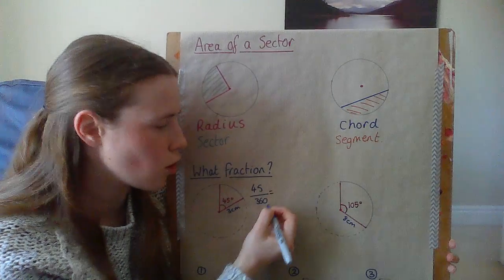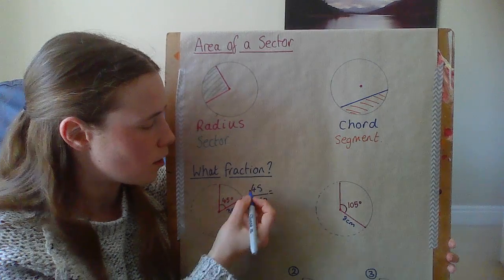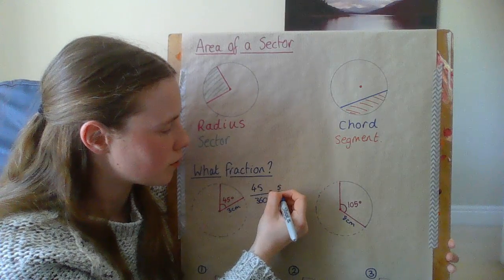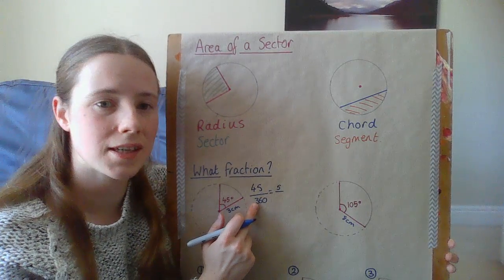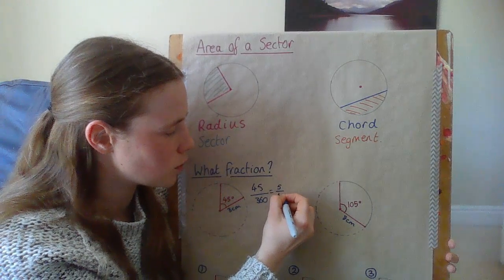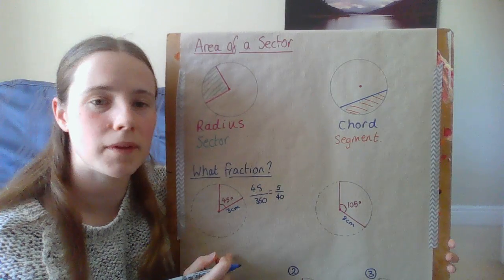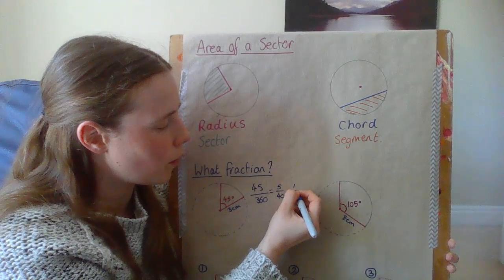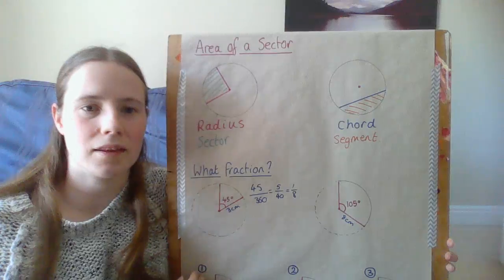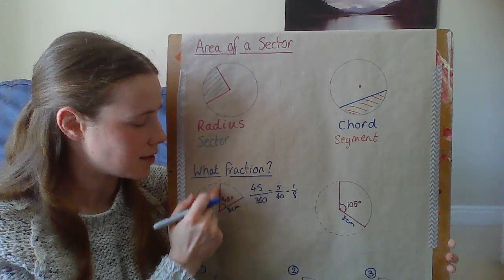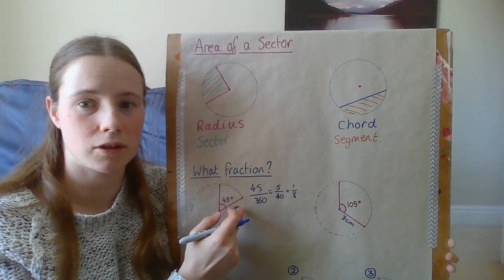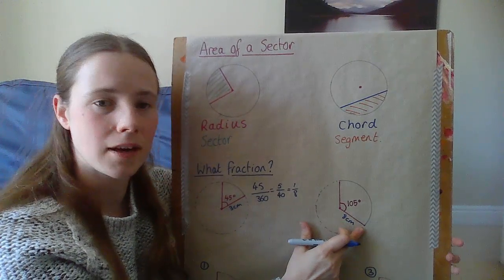So I can divide top and bottom by 9. If I divide the top by 9, I get 5. 36 divided by 9 is 4, so 360 divided by 9 is 40. I can now divide both of these by 5, so I get 1 over 8, 1/8 of a circle. So this sector here, if I'd drawn it accurately, would be exactly 1/8 of the whole circle. Okay. Next one, slightly more complicated.